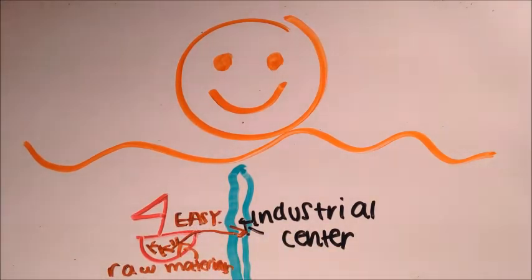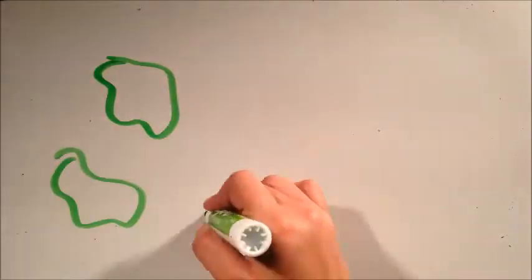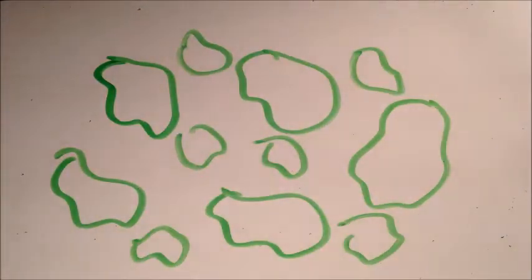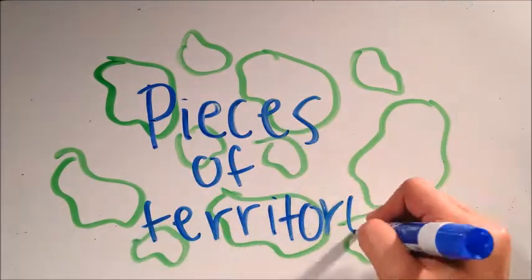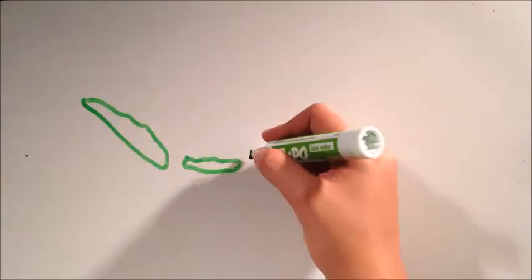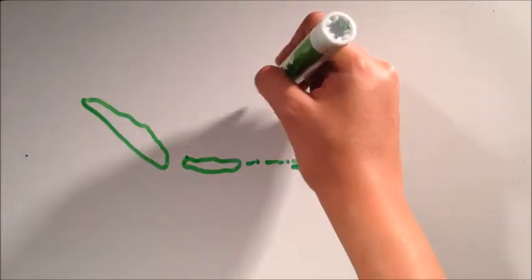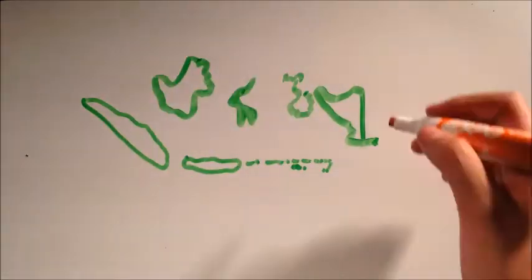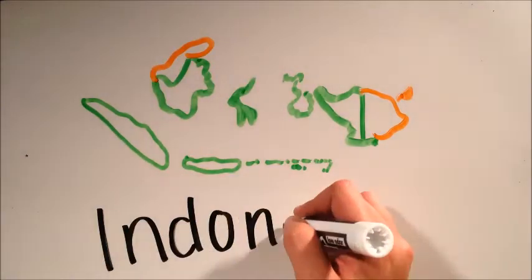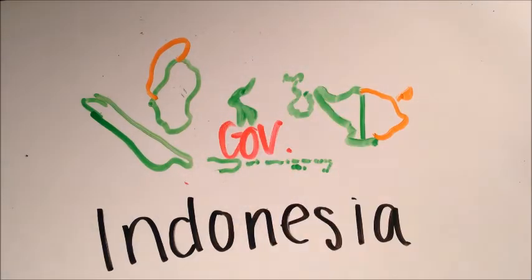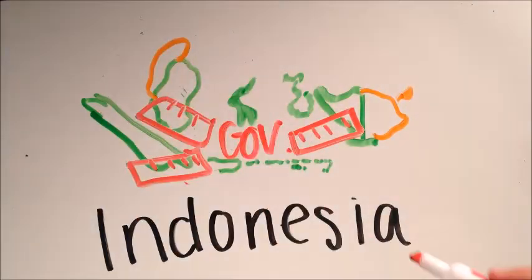Let's move on to fragmented states. These have several discontinuous pieces of territory. Basically, any state that has islands is a fragmented state. An example of a fragmented state is Indonesia. Indonesia is a type of fragmented state that has many islands. Indonesia's government has difficulty controlling all of the islands at once.